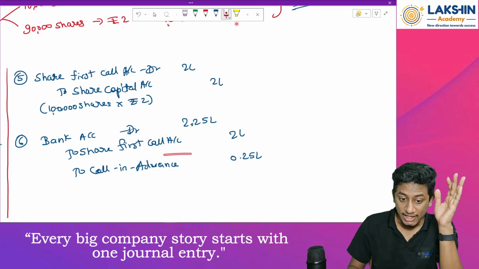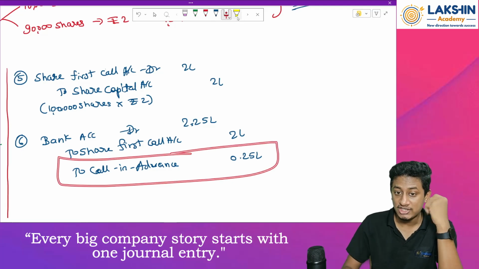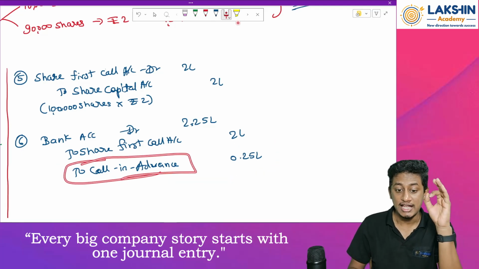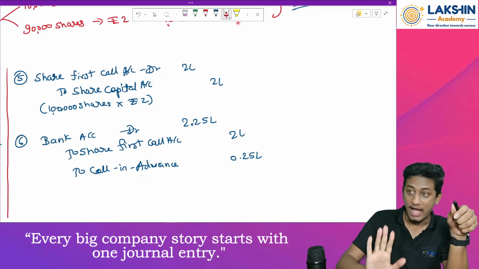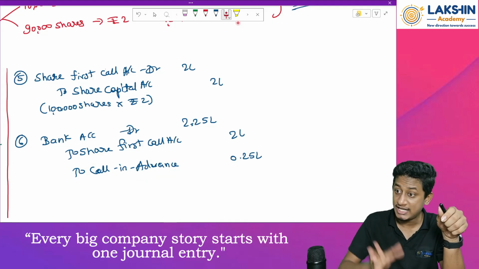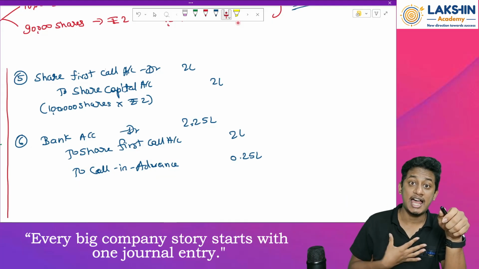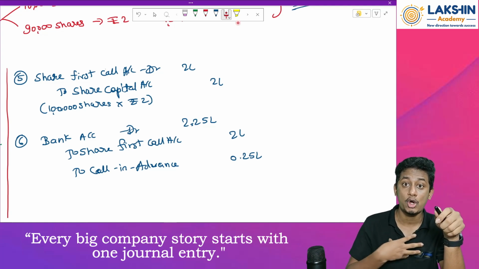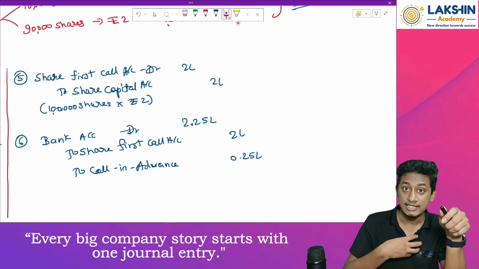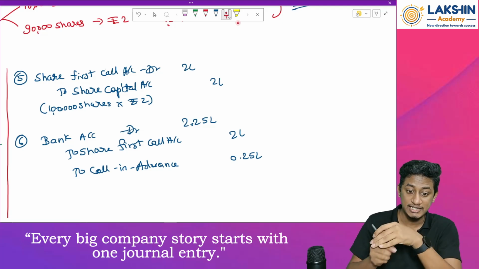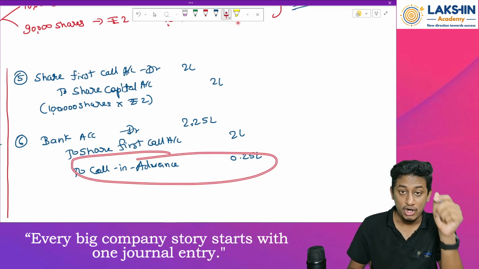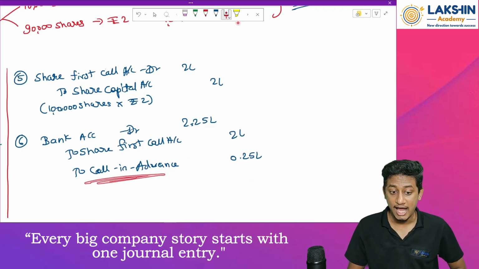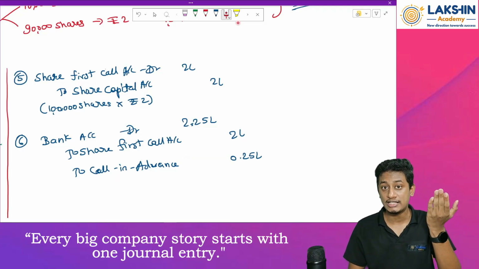Now, what can I do with this call in advance? See, first of all, why is it credited? What is the logic behind this? I have told you before. See, I have not called for the money. I have not asked for the money yet, but he has paid me the money. So that means it's a liability for me. It's a liability till the date I make the call for the money. Since I have not made the final call yet, he has paid me the money already. So whenever it becomes a liability, I will credit the account to show the increase in the value of liability.